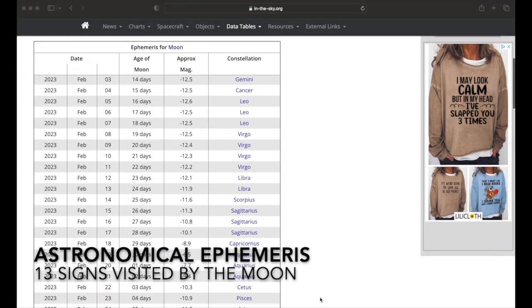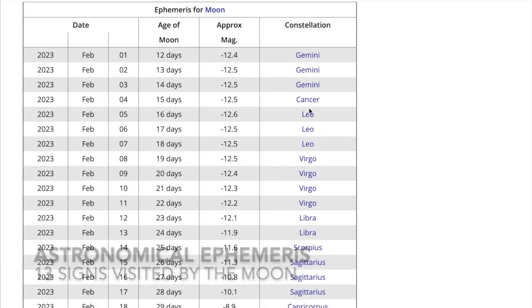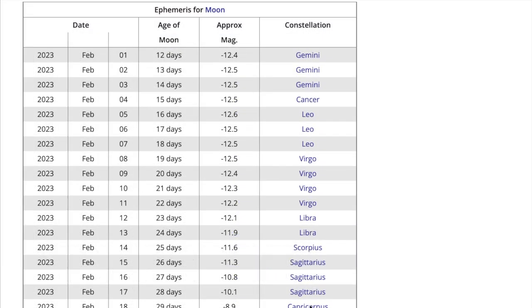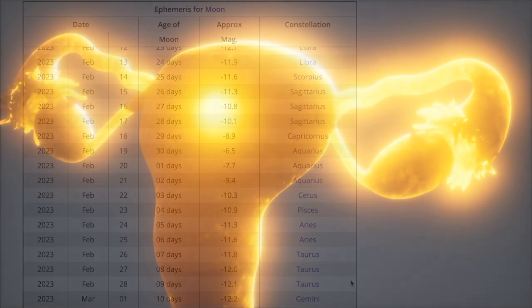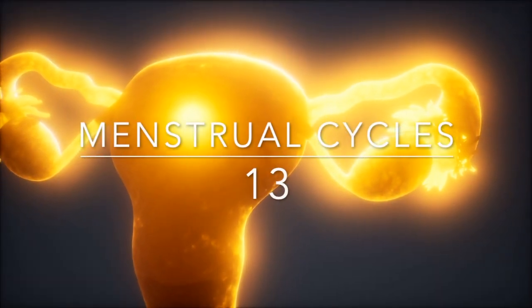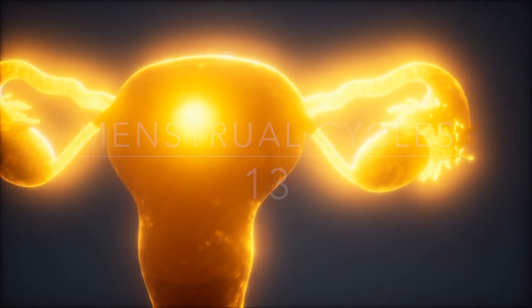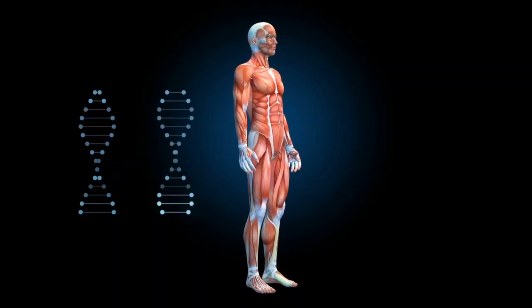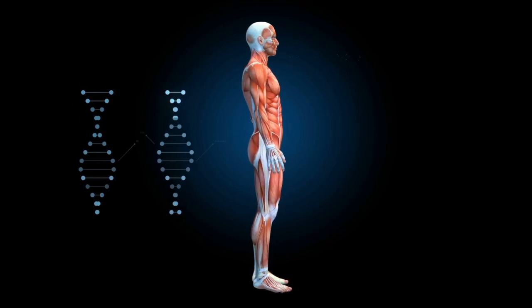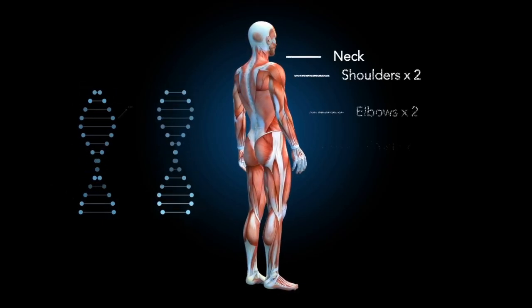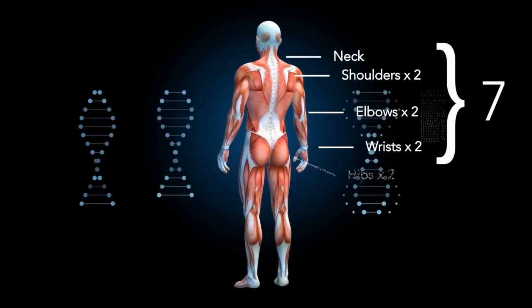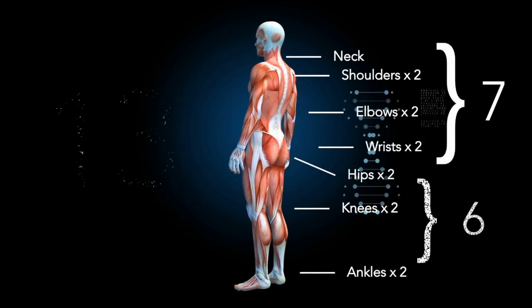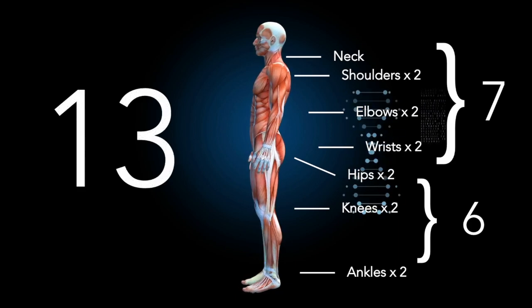Traverses 13 constellations along the observable, quantifiable, and verifiable astronomical data within 1 month. Women experience 13 menstrual cycles in a year. There are also 13 joints in the human body: the neck, the shoulders, the elbows, the wrists, making 7 above, the hips, knees, and ankles, making 6 below.